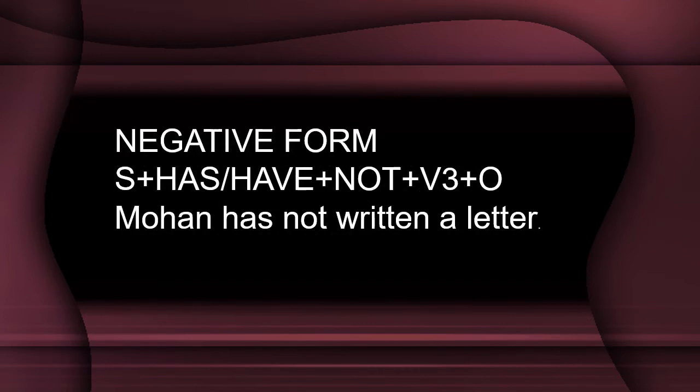Now the negative form: subject plus has or have plus not plus V3 plus object. Like in other tenses, after the helping verb we add not, and then the sentence is formed. Mohan has not written a letter.